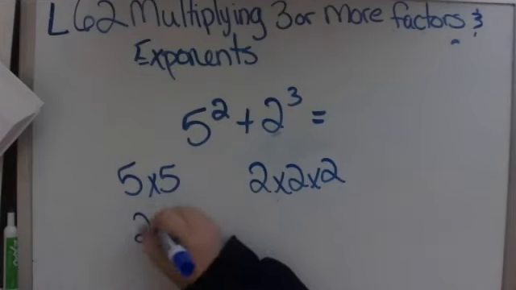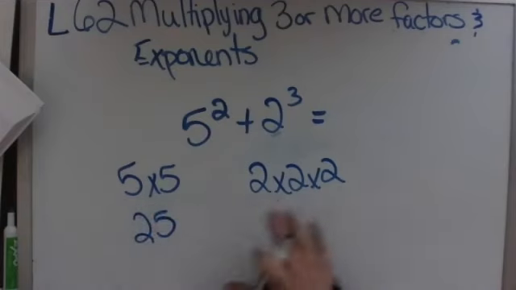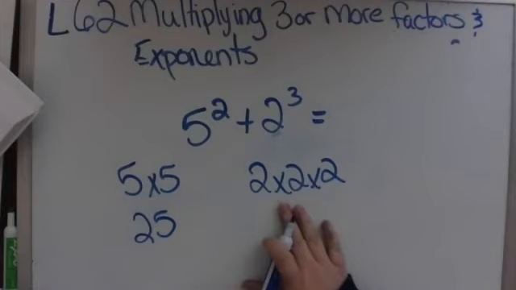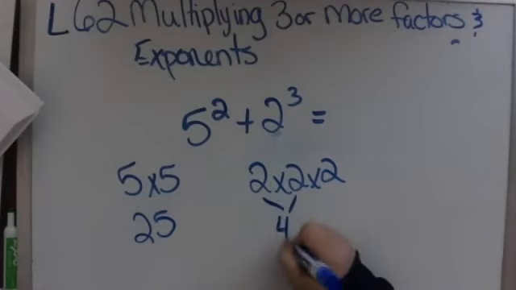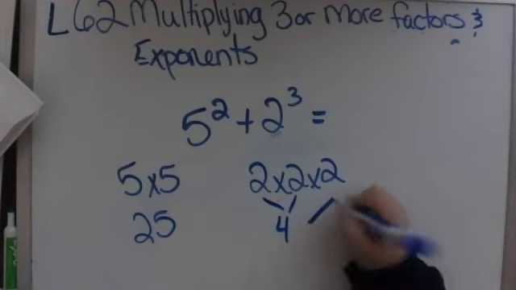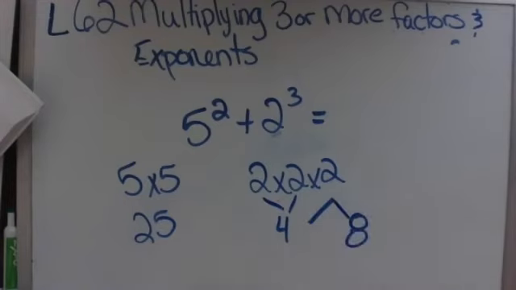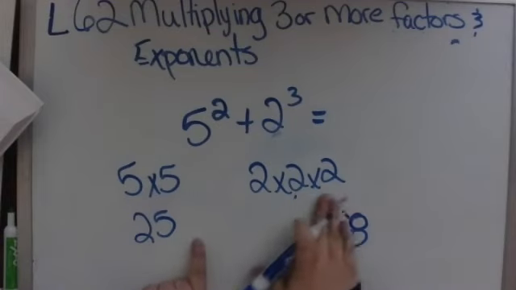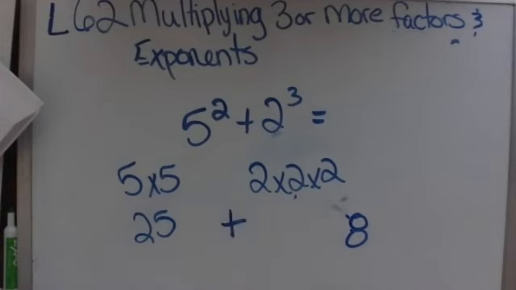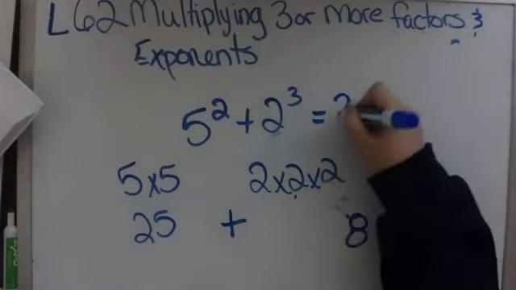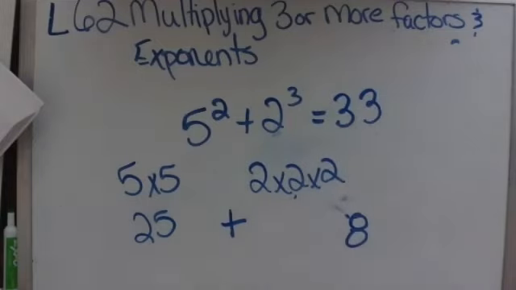So 5 times 5, we already know is 25. We just did that one. 2 cubed is 2 times 2, which is 4. 4 times 2 is 8. So 2 cubed is 8, or 2 to the power of 3 is 8. I would now take this 25 and this 8 and add them together, and I would get 33.